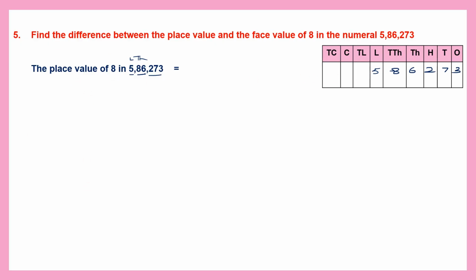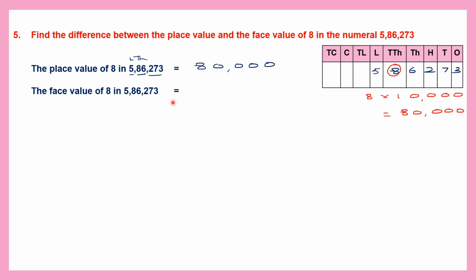Now the place value of 8 is what we need to find out. So 8 is here. So 8 is in the 10,000s place. That means we have to multiply 8 by 10,000. So that makes it 80,000. So we have found the place value of 8 in that number, and that is 80,000. Now we have been asked to find the difference between the place value and the face value of 8. Now what is the face value of 8? The face value of any number is the number itself, whichever place it is in. So the face value of 8 will be 8 itself. So let's put 8 in the ones place.